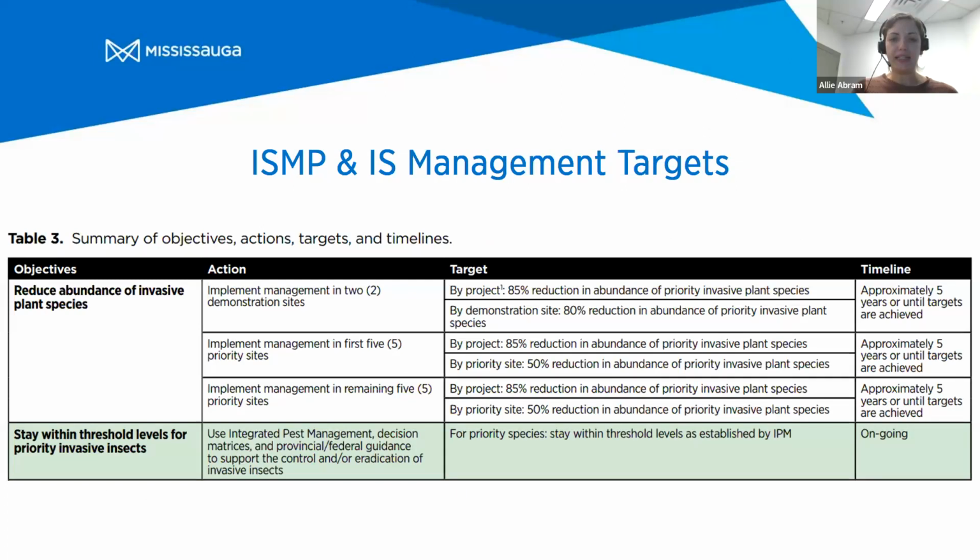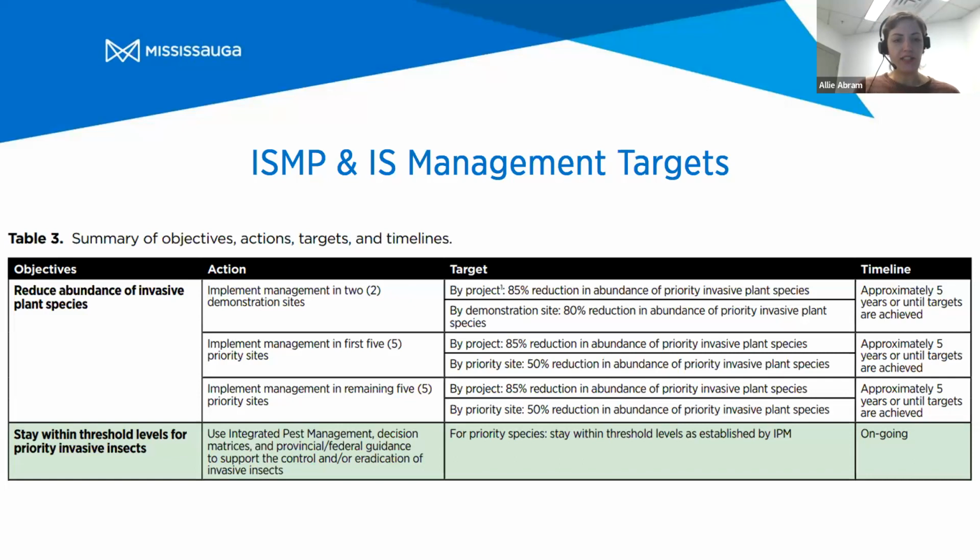These ones match up with the objective to reduce the relative abundance of invasive species in Mississauga. So this really acts as a guide for planning the management work at our invasive species management plan priority sites, and it also offers achievable targets for project completion. So you can see the objectives on the left. You can see the actions here.